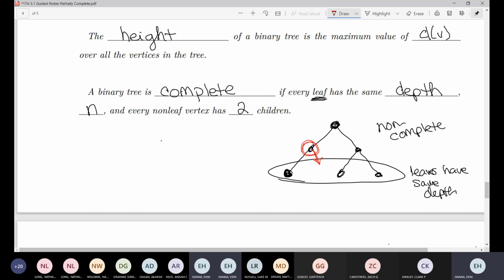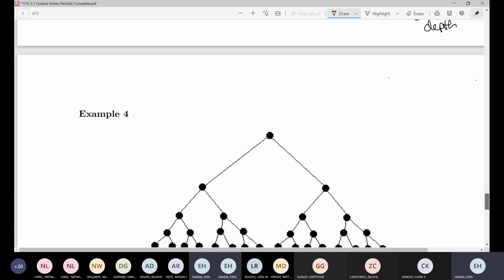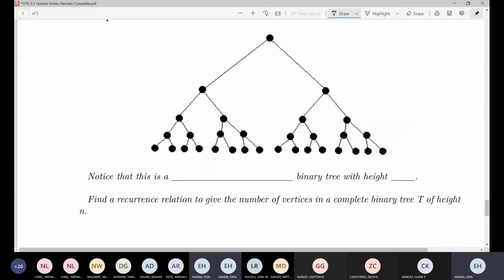So we're going to do one tiny thing with that. We're going to consider this. So this would be a complete tree. Everything has 2 children except the leaves, because that's where we stop. And all of the leaves are essentially at the same depth. In this case, our depth would be 1, 2, 3, and 4.